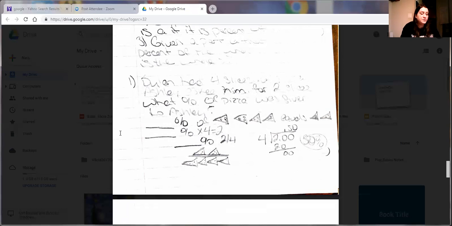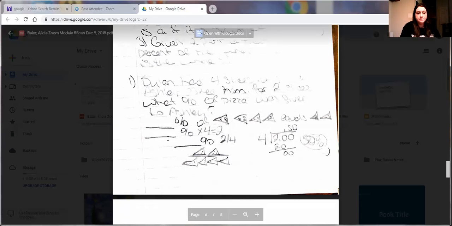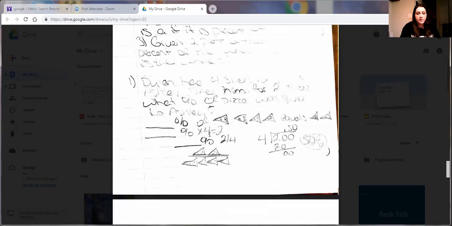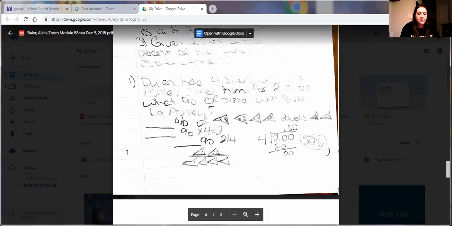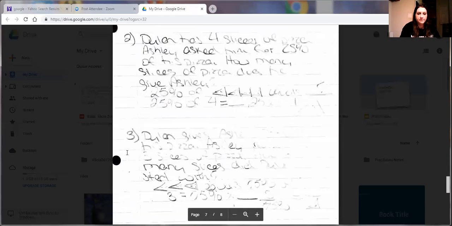Dylan had 4 slices of pizza. Ashley asked him for 2 slices. What percent of pizza was given to Ashley? So if you break that down, 2 out of 4 would break down to a half. So a half would be 50% of the pizza was given to Ashley.